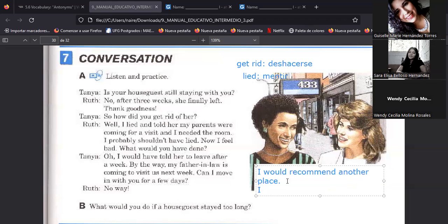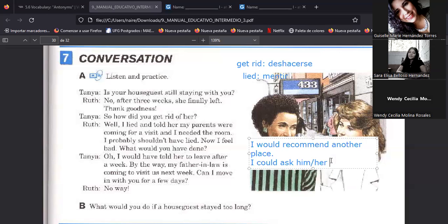Jenny, what will you do? What will you do if a house guest stays too long? I will say no because I have a son. And I like my privacy. Your privacy, okay. So I could ask him or her to leave in that case, because I have a son, okay? And I love my privacy, all of us, privacy.